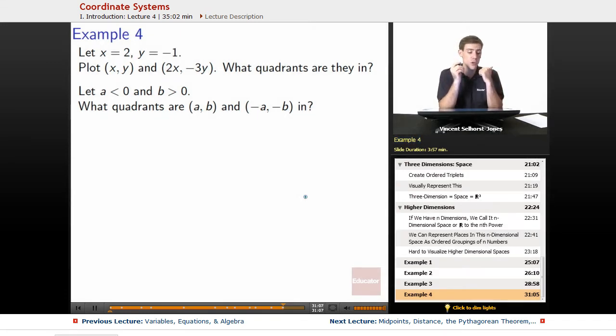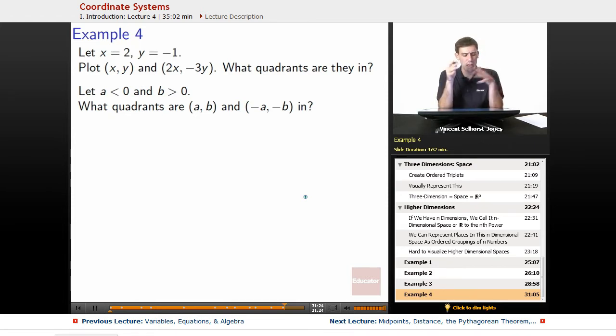Let's say x is 2 and y is -1. Now we want to plot the points x comma y and 2x comma -3y, and we also want to say what quadrants they're in. Then after we do that, we'll say that a is less than 0 and b is greater than 0, and then we need to say the quadrants of a comma b and -a comma -b.